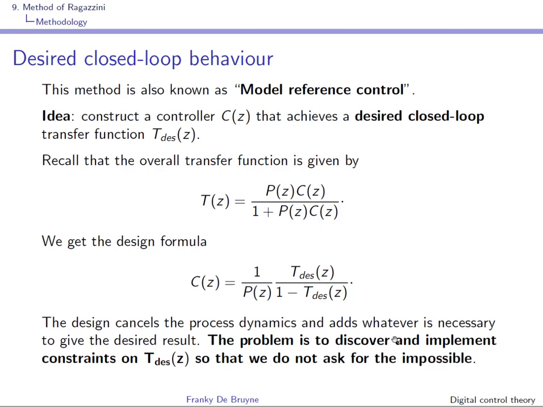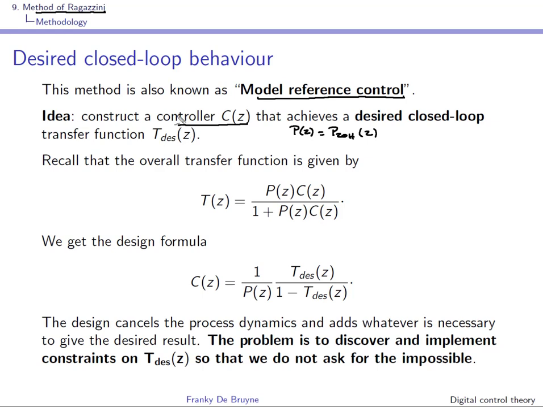In section 9 of this course, we look at the method of Ragazzini, also known as model reference control. The idea is very simple. We construct a controller C of z. Here we're doing direct digital design, so we work on the basis of a process P of z that includes the zero order hold mechanism, so we need the zero order hold equivalent description of the system.